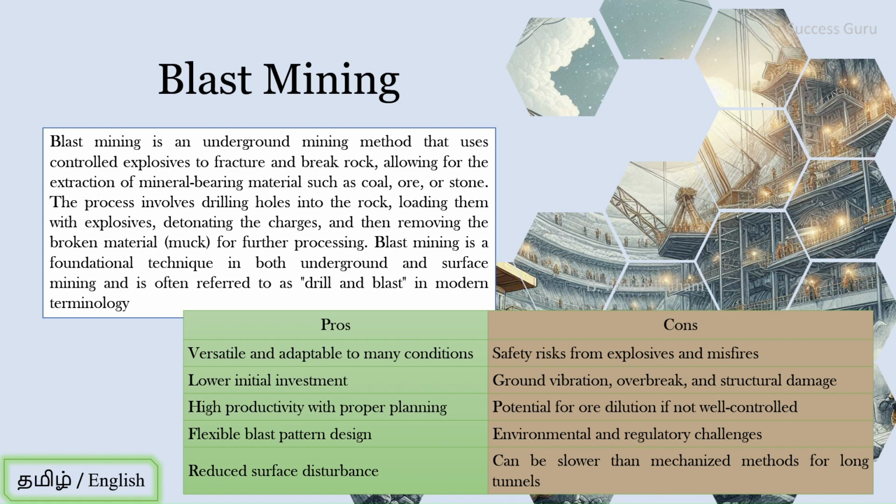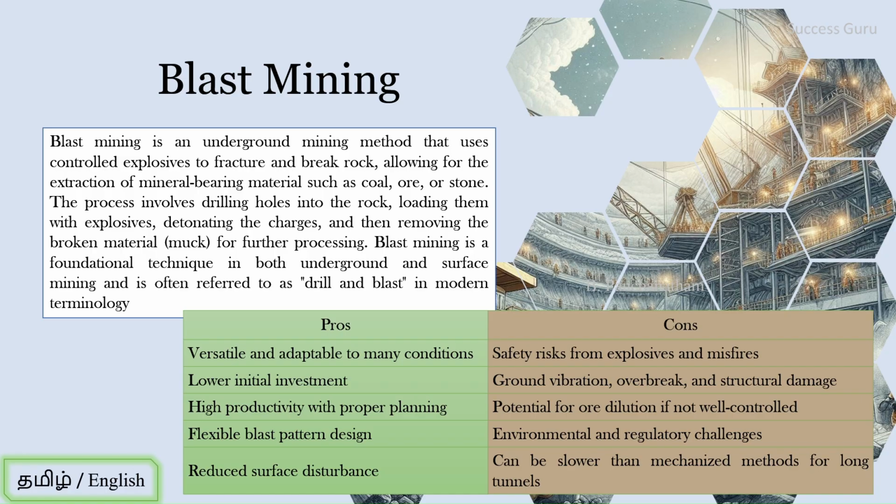Okay. And the disadvantage of this method is that it has a safety risk from explosives and misfires. So when you are doing an explosion, there has to be very precise control over that. If it is not properly handled, there could be a misfire, which could also lead to property as well as life loss. Okay. Then the next disadvantage is ground vibration, overbreaking and structural damage. So whenever you are making a blast underground, there will always be ground vibration, and also according to the effect of the blast, there will be overbreaking of the country rock. Not only that, due to this ground vibration, there could be some sort of structural damage on the surface. So this is a disadvantage in this method.